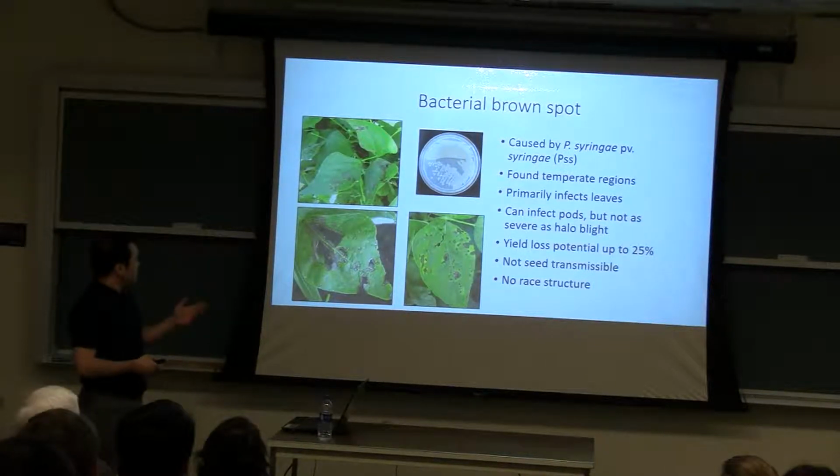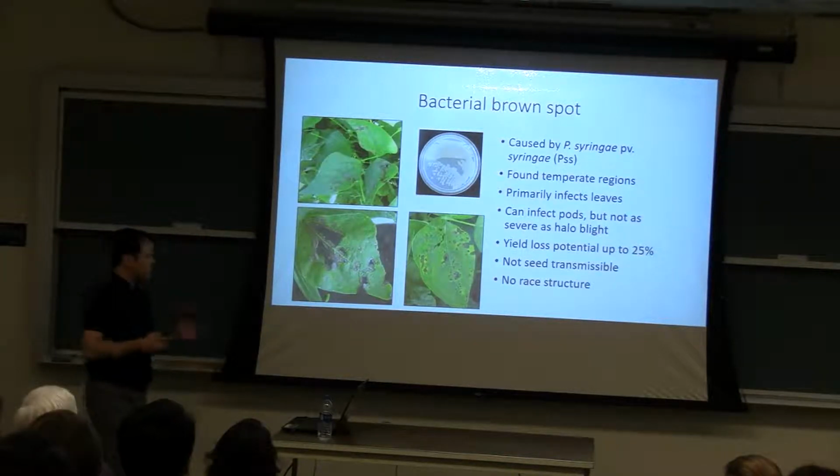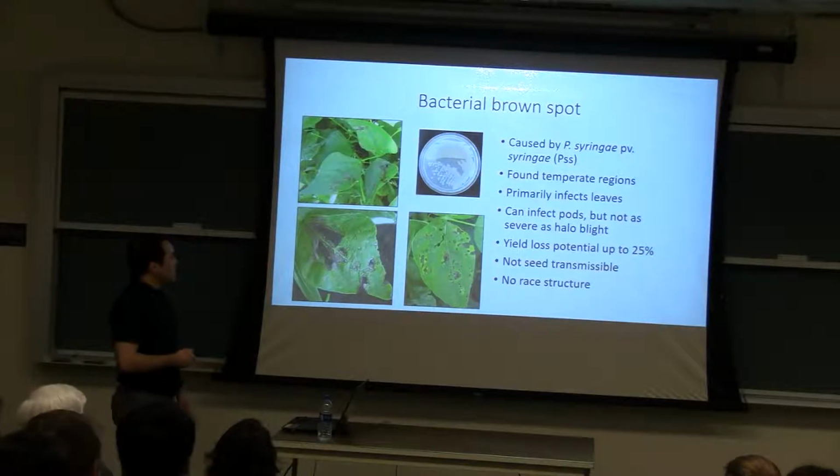And as you can see, symptoms are quite a bit different. You have these larger necrotic spots, they kind of expand or coalesce, and the center can fall out. There can be some chlorosis, but not too much, right? Not nearly as much as halo blight.